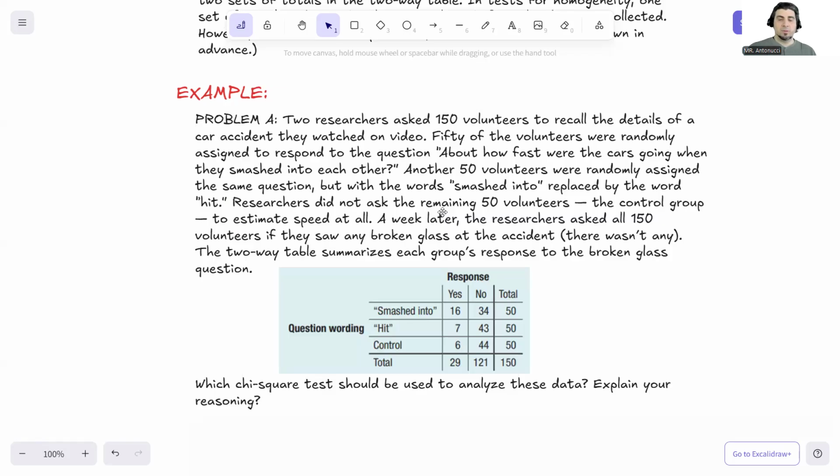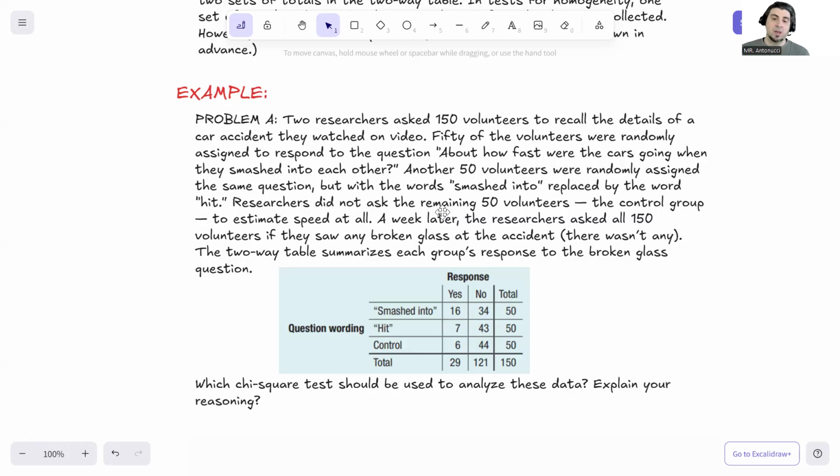So problem A here, we have two researchers asked 150 volunteers to recall the details of a car accident on video. 50 of the volunteers were randomly assigned to respond to the question about how fast were the cars going when they smashed into each other. Another 50 volunteers were randomly assigned the same question, but with the word smashed into replaced by the word hit.